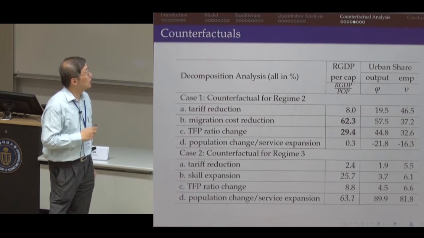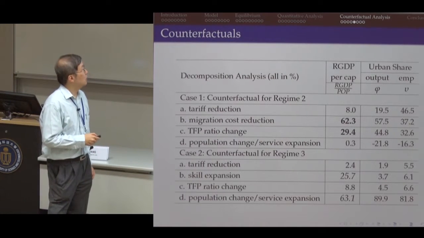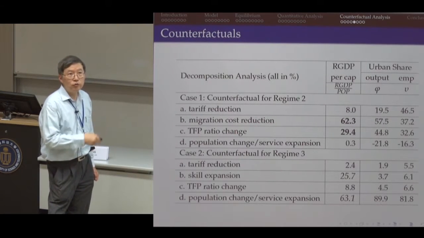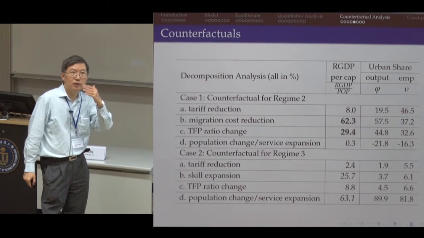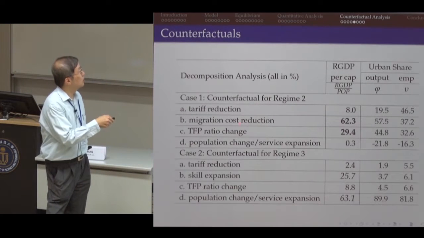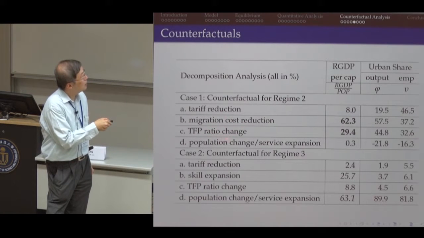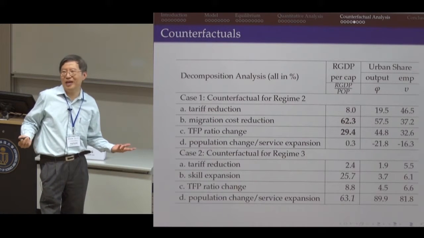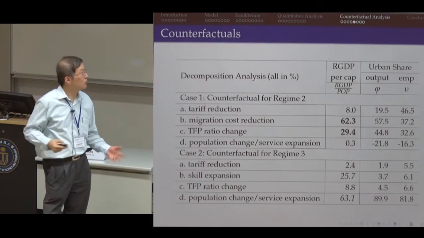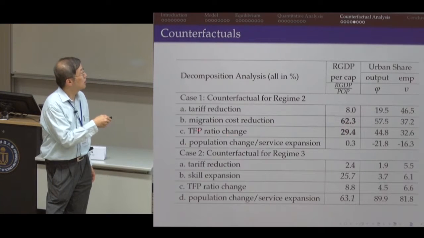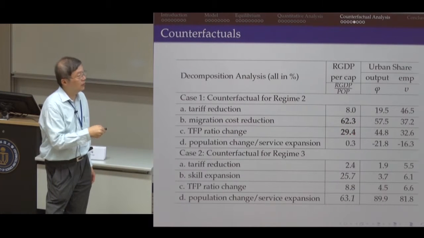So let me just show you the decomposition. The decomposition basically says from region one to region two, so this is across 1995. Tariff reduction essentially doesn't matter, right? It only accounts for about 8% of the real GDP growth change. Only about 8%, not much. Migration cost reduction counted a lot, more than 60%. TFP changes accounted for about 30%.